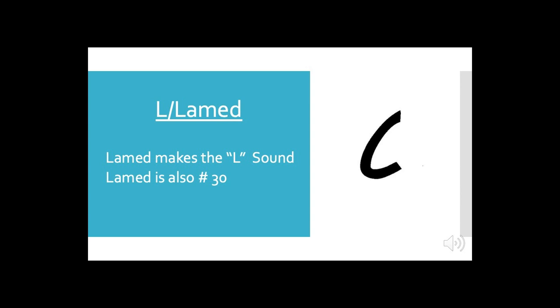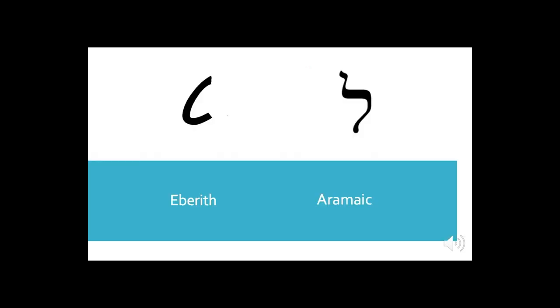Now we'll move forward to Lamed. And Lamed has the L sound. And it means to goad. To goad is to kind of like aggravate, right? It has a numerical value of 30. On this slide, you can see the comparison between the Aramaic letter and the Eberith letter.